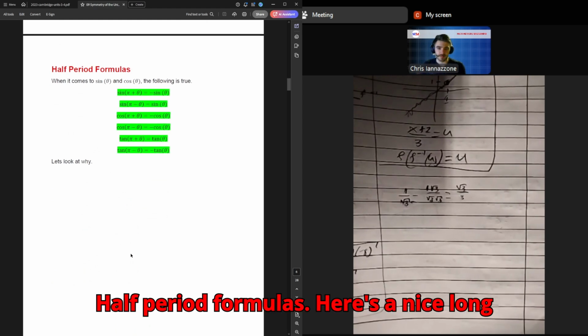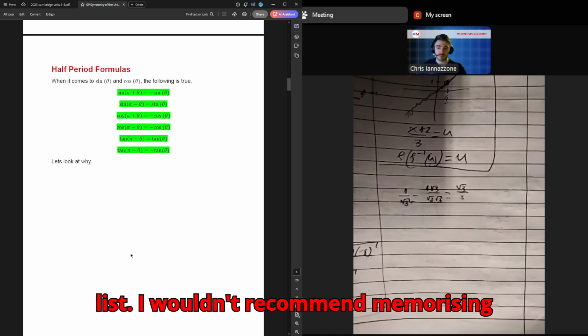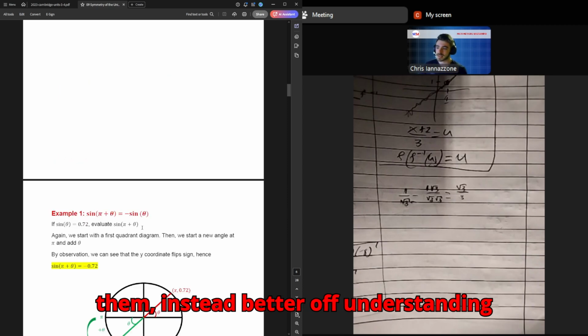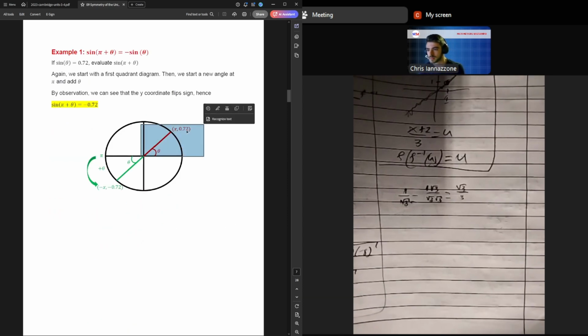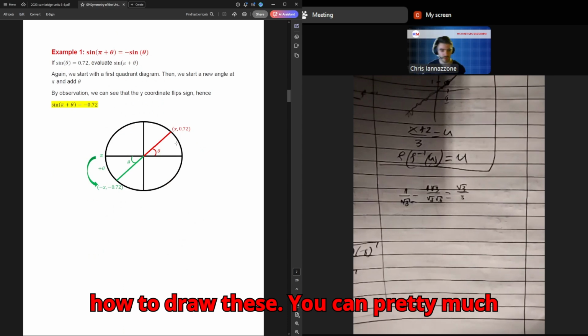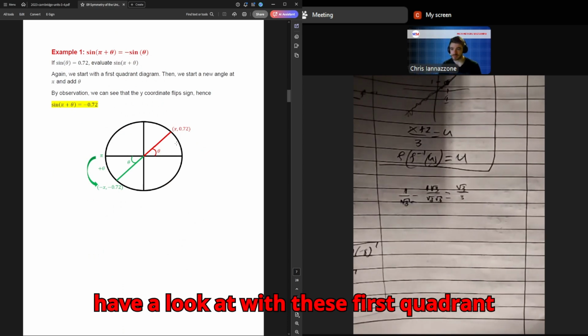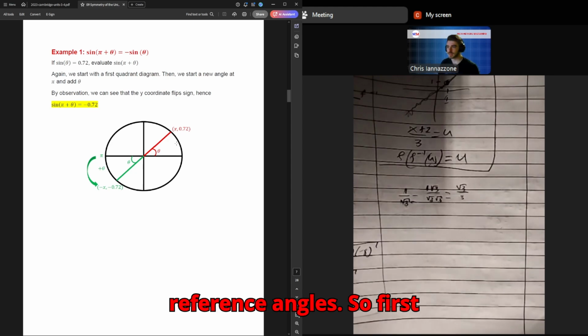Half period formulas. Here's a nice long list. Wouldn't recommend memorizing them. Instead, better off understanding how to draw these. You can pretty much explain all of these identities that we have a look at with these first quadrant reference angles. So, first one's first.